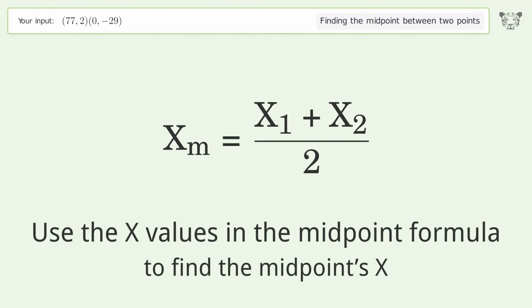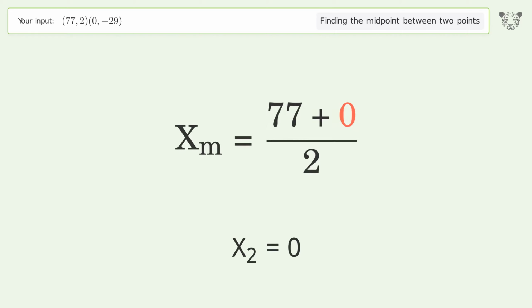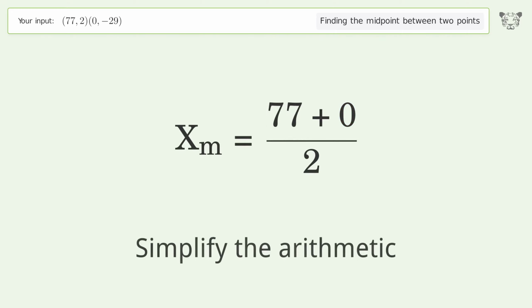Use the x values in the midpoint formula to find the midpoint's x. x1 equals 77. x2 equals 0. Simplify the arithmetic.